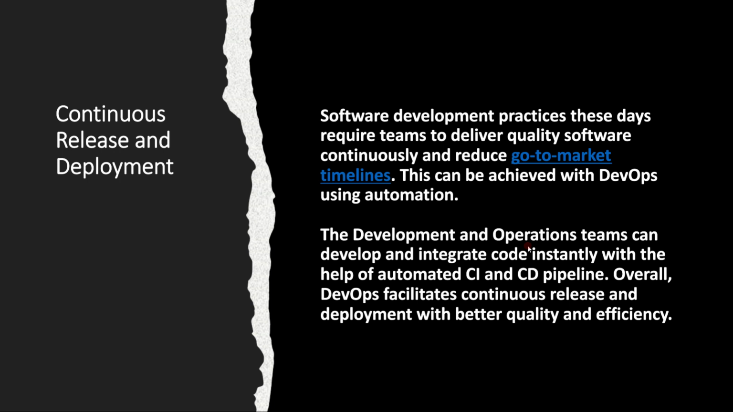And speaking on this, software development practices these days require teams to deliver quality software continuously and reduce go-to-market timeline. Yeah, and this can be achieved with DevOps using automations. The development and operations team can develop and integrate code instantly with the help of automated CI and CD pipelines. Overall, DevOps facilitates continuous release and deployment with better quality and efficiency.